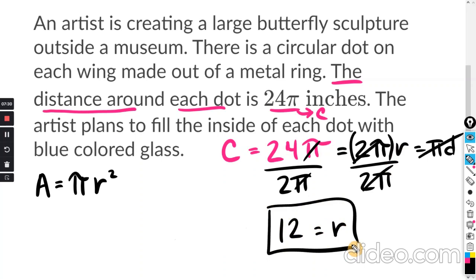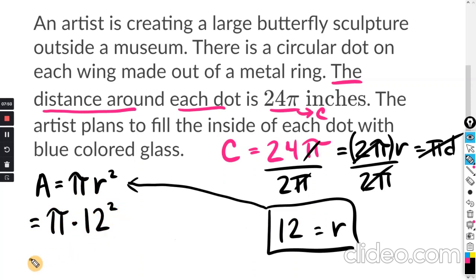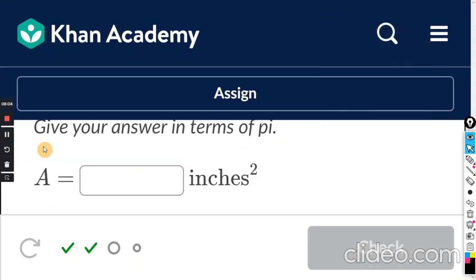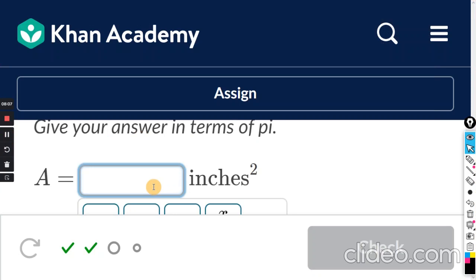Now, that's not what they asked us. They asked us for the area, so we're going to use that r to find the area. They said in terms of pi, so we're going to leave pi alone. All right, don't plug in 3.14, just keep it as pi. And r squared is going to be 12 squared. Okay, 12 squared, or 12 times 12, is 144. And we still have pi. So that's your final answer, 144 times pi. All right, again, give your answer in terms of pi. So just type 144 pi, and the pi symbol will pop up.